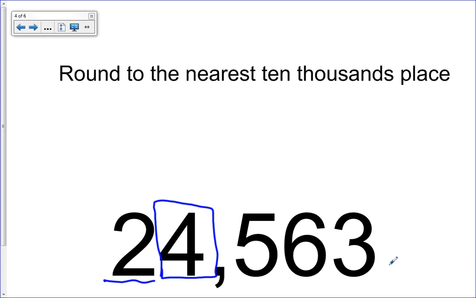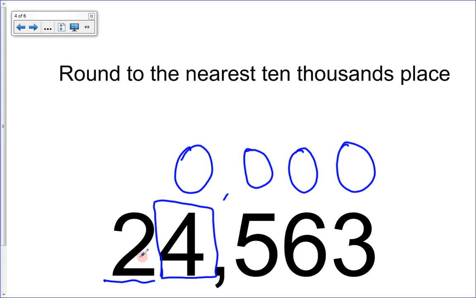So first things first, we know automatically that our boss and everything behind it becomes 0. So we should have 1, 2, 3, 4 zeros. We just have to decide what to do with the 2. So we look at our boss, and it's a 4. If you remember our rhyme, 4 or less, we let this digit rest. So the 2 is going to stay as a 2. And then we have just discovered that 24,563 rounded to the nearest 10,000 would become 20,000.